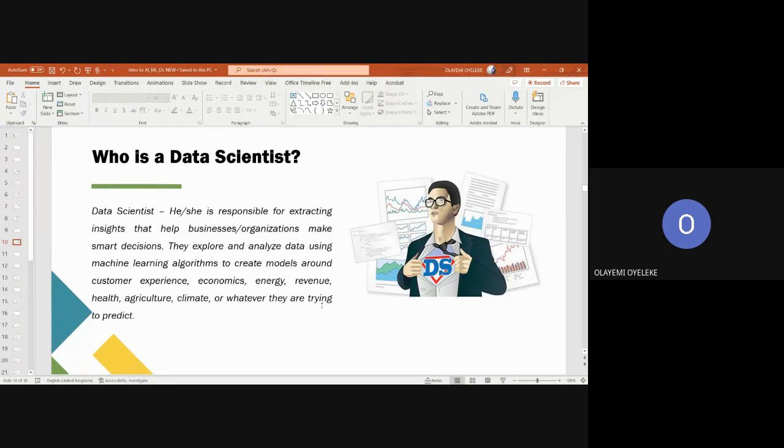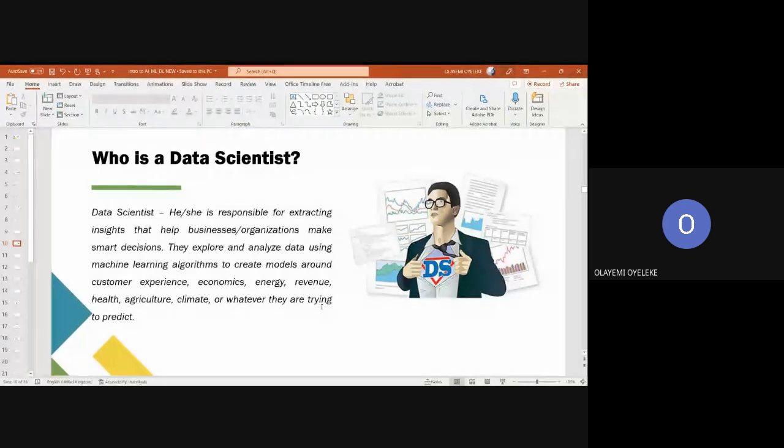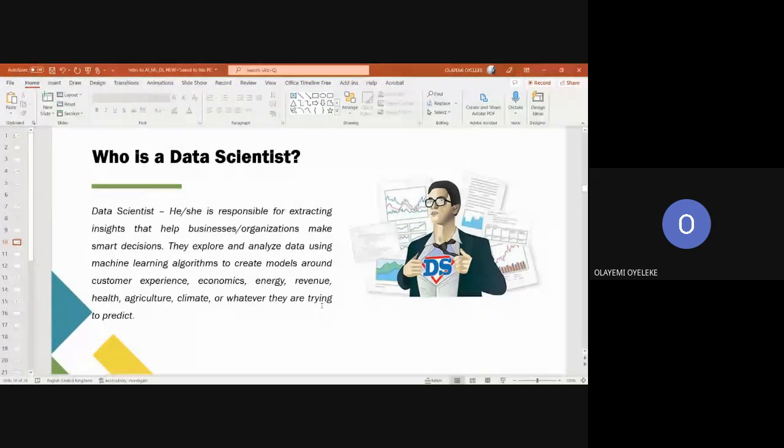So, who is a data scientist then? He or she is responsible for extracting insights that help businesses and organizations make smart decisions. I told you about making decisions. Data science is all about using data to make decisions. And of course, not just mere using data to make decisions, but data which have been trained with computer algorithms, and those computer algorithms would actually be the ones to generate those insights that will be used for these smart decisions. So a data scientist explores and analyzes data using machine learning algorithms.